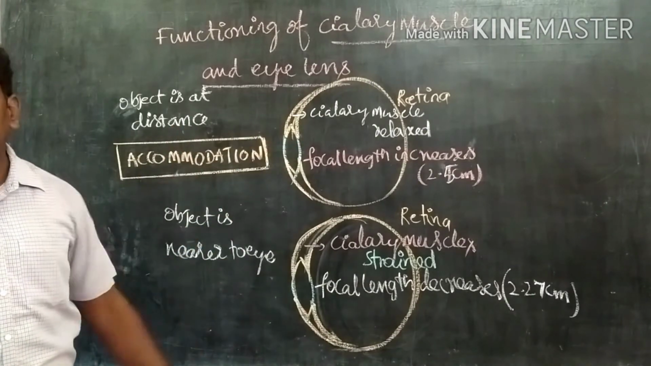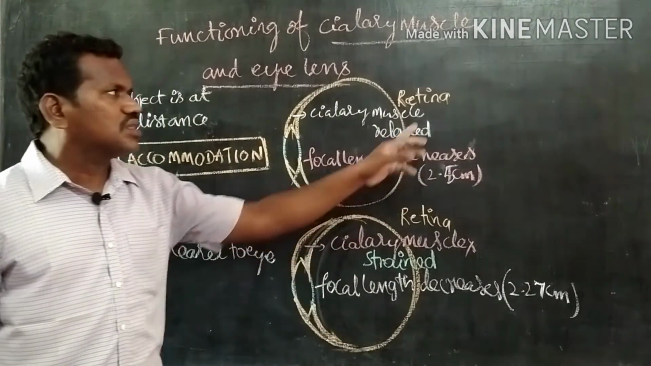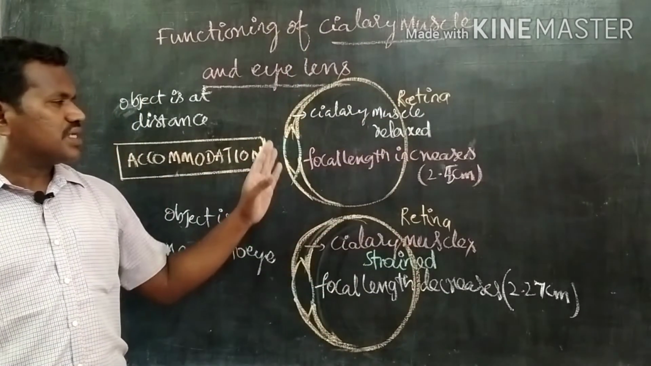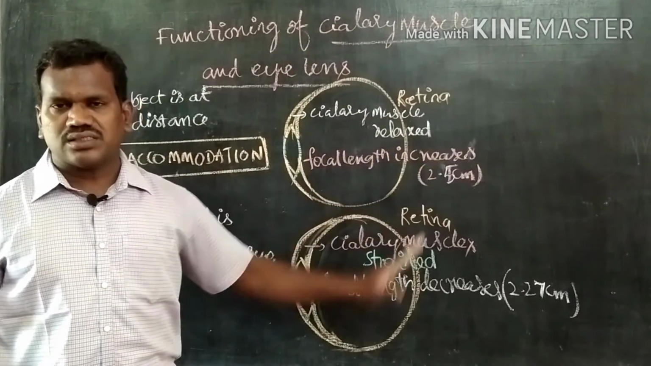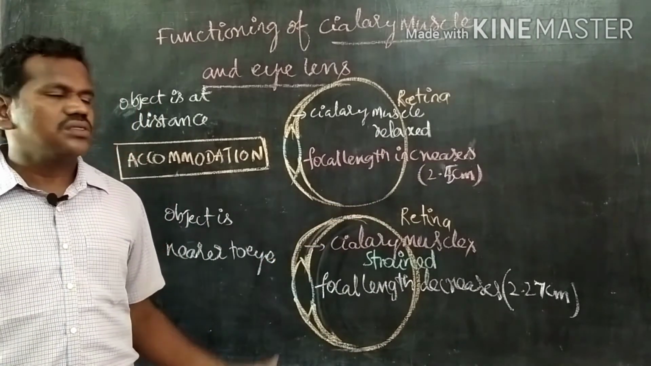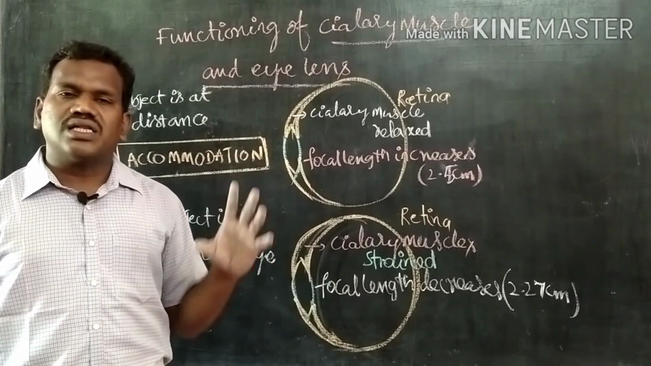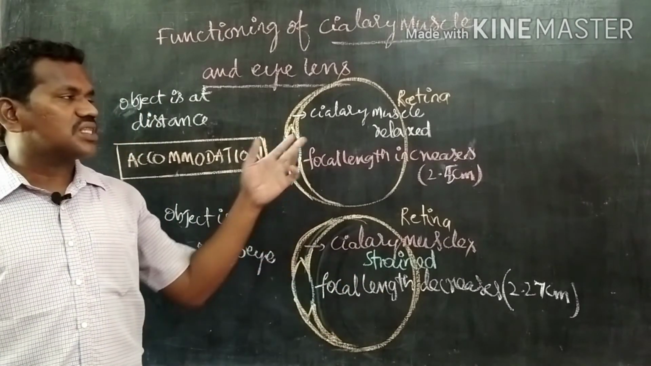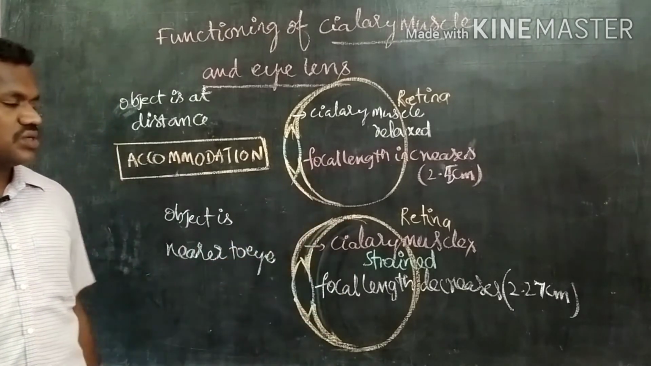This means ciliary muscles are controlling the focal length of the eye lens. For that purpose only, we can get a clear image on the retina. Retina is nothing but a screen present at the back side of the eye lens. Of course, we may learn this clearly in your lower classes. Here we are discussing only the physical needs, not the biological needs. So further we are going to discuss.